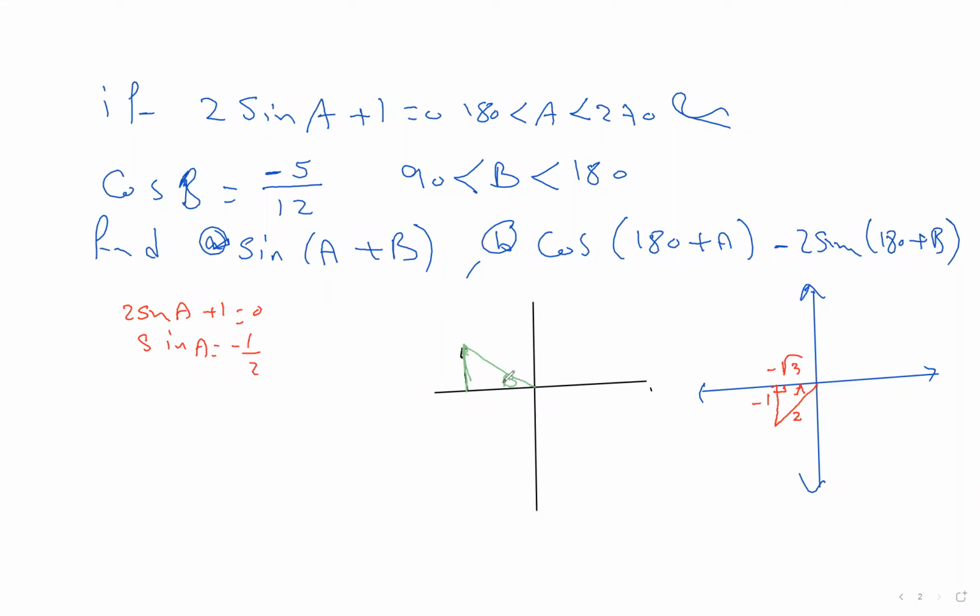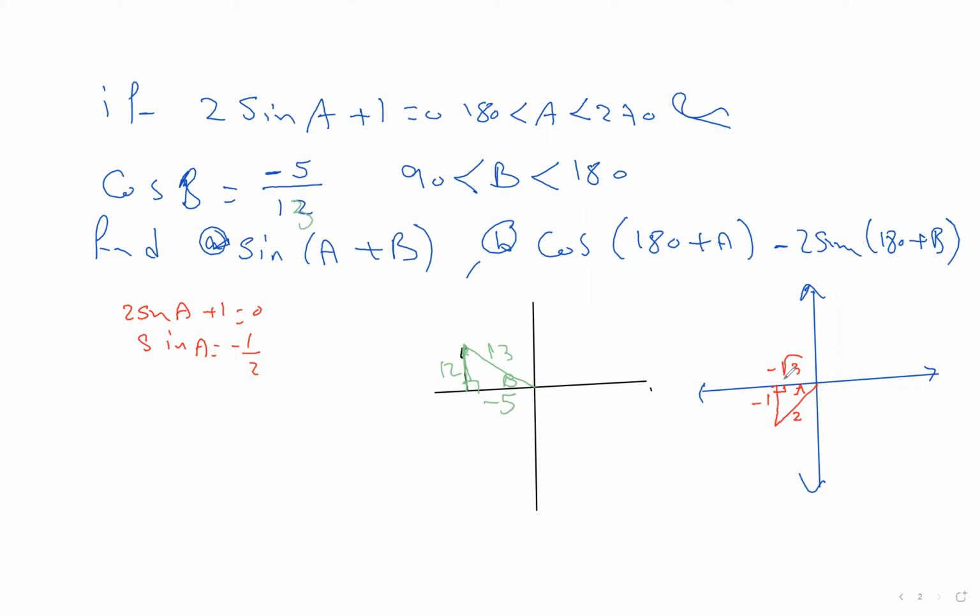Angle B and cosine B is negative 5 over 13, adjacent over hypotenuse, so that there are no fractions. So the third side from the Pythagorean theorem will be 12. So we have the two graphs of two angles A and B.